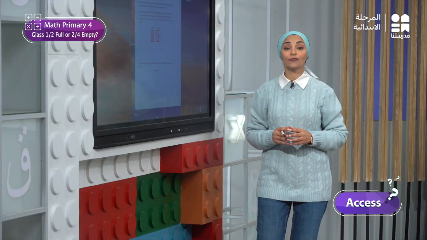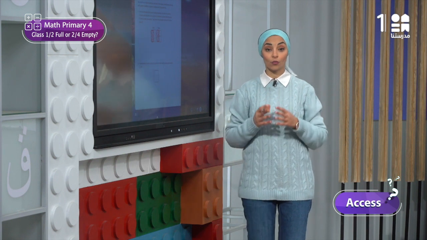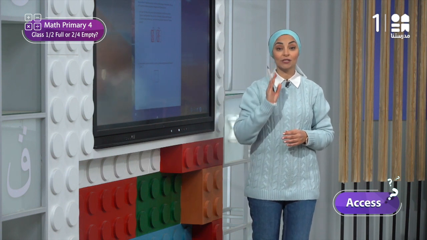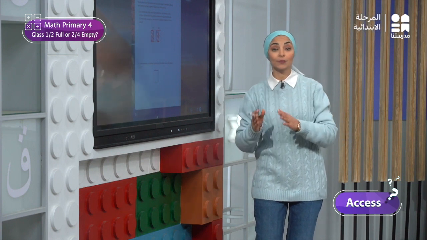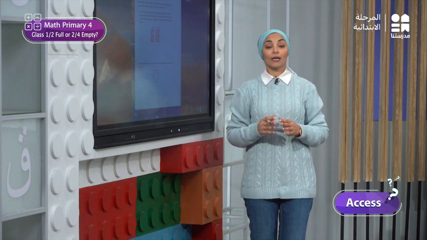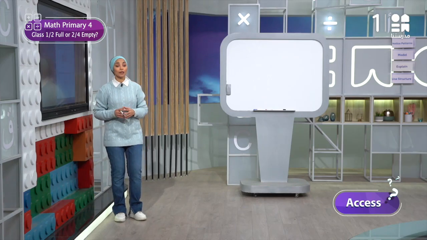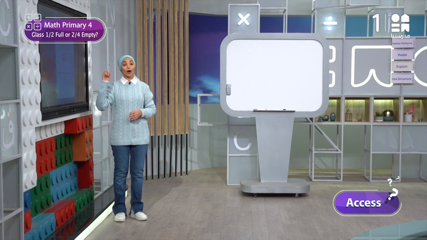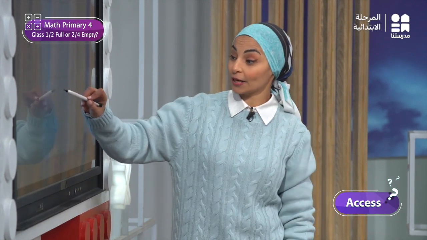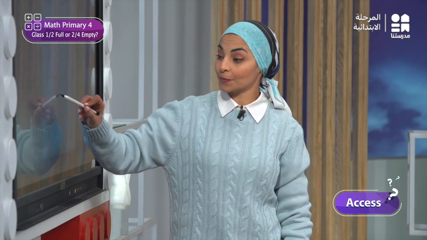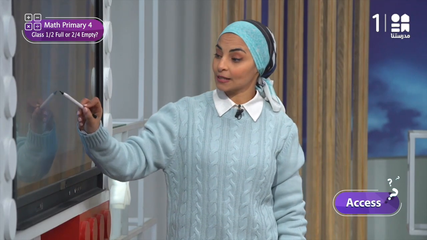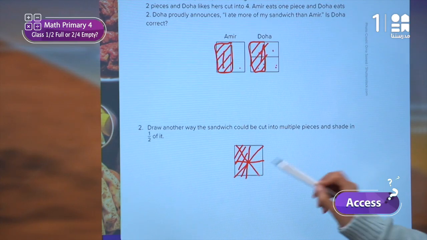To check your thoughts we could divide the empty model we have into any number of equal parts, and then shade half of it. It will be exactly equal to the part that Doha and her brother Amir ate. I asked this question to my students. When I asked them to do this activity, some of them divided the model into 6 parts and shaded 3 parts. Other students divided the same shape into 8 parts. Let's divide it into 8 parts. They divided the shape into 8 parts, exactly like this, and then shaded 4 parts, so they shaded half of the shape, 4 parts.